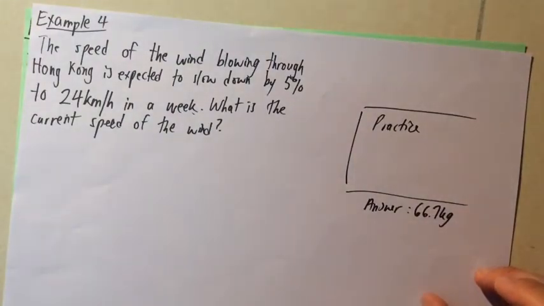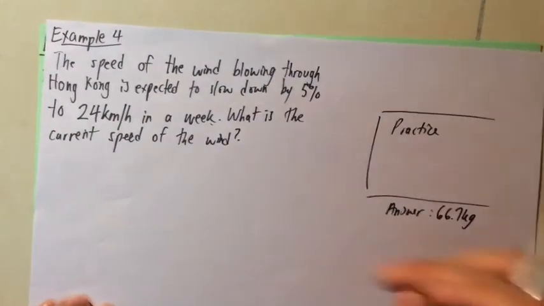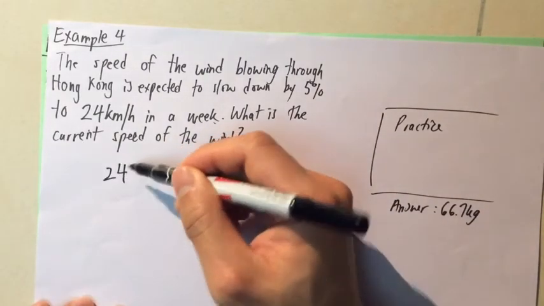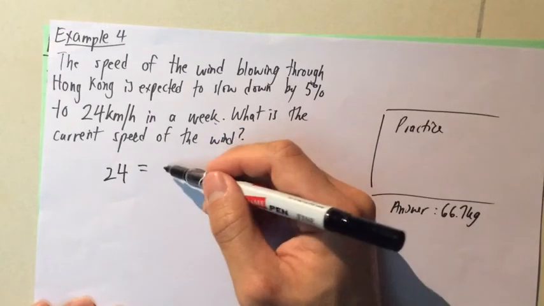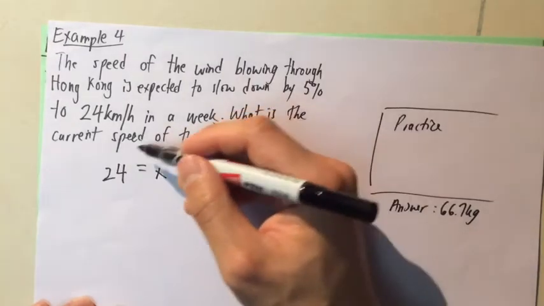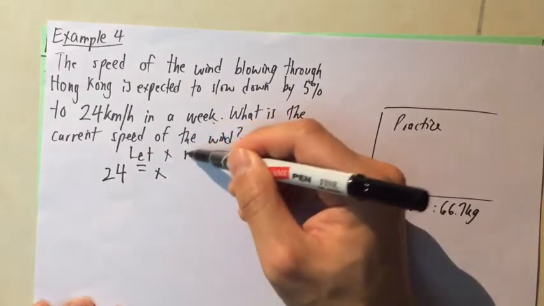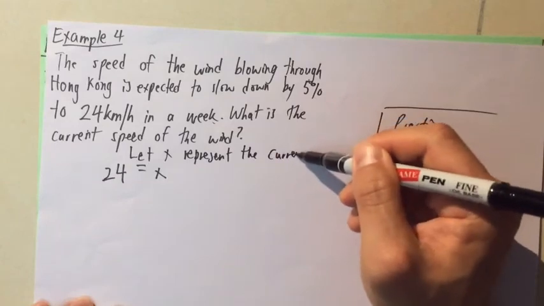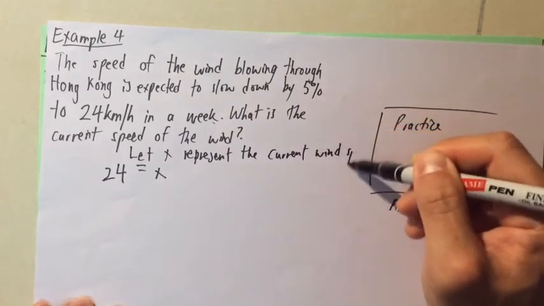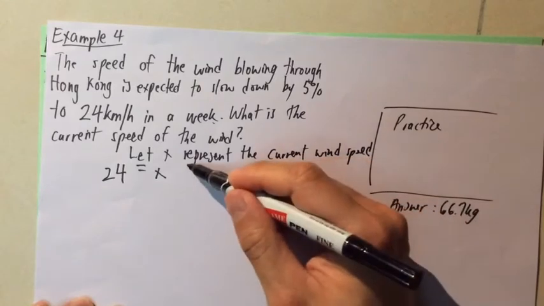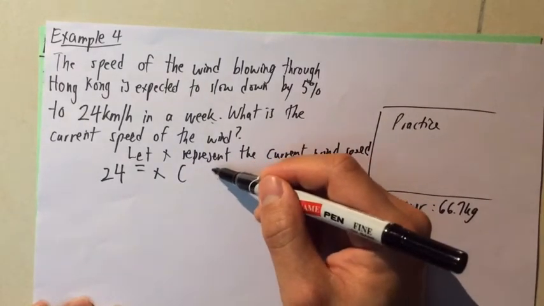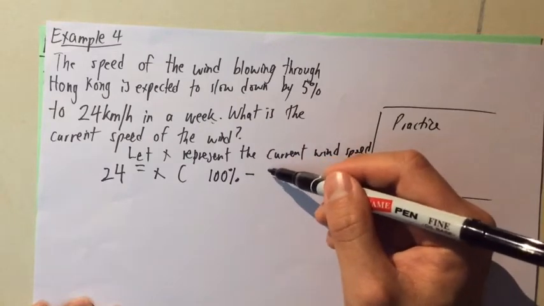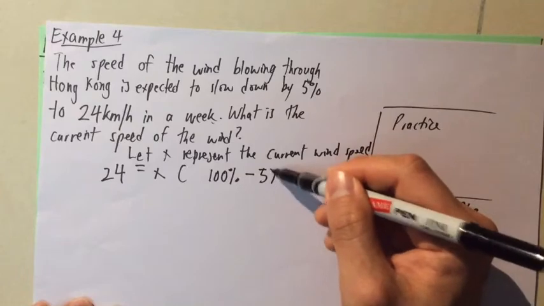So we simply plug the numbers into our formula. Remember, we have our new value, which is 24. That is equal to, you can say x for the old value. Don't forget to write your let statement. Let x represent the current wind speed. And in brackets, we put 100% minus, don't forget minus, not plus, the percentage decrease, which would be 5%.